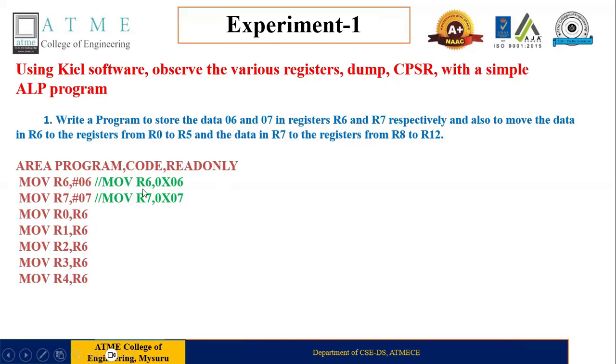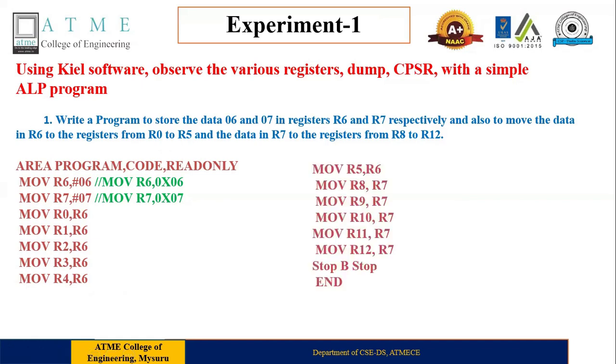After executing the code, similarly R6 will be moved to R0, and similarly to R1, R2, R3, R4. Here you can see all the instructions are used in uppercase. You can use the same mechanism in writing the code. Similarly, R6 is moved to R5. Then whatever data is stored in R7 will be moved to R8, R9, R10, R11, and R12.